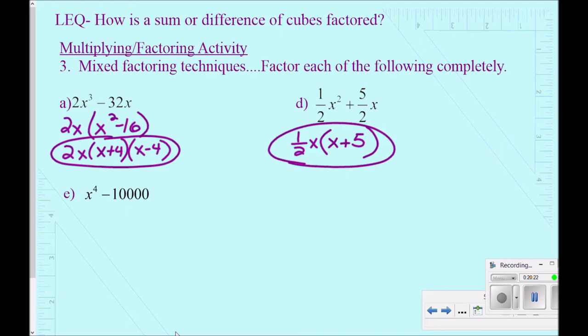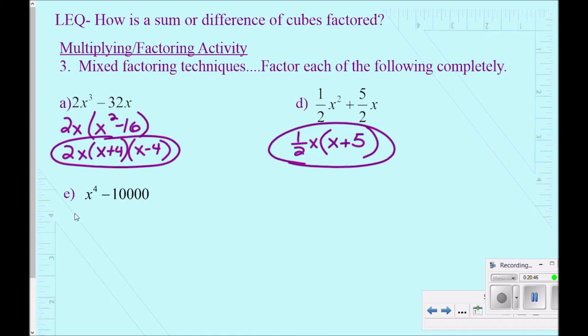Letter E. So I check for GCF, I don't see one. I see 2 terms and a minus sign. Previously, when we had 2 terms and a minus sign, it was oftentimes difference of squares, or it didn't factor at all. Now we have to check for difference of cubes as well. So it could be difference of squares, it could be difference of cubes, or it might not factor.